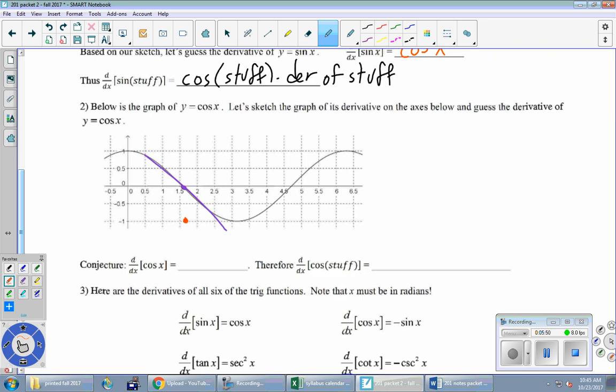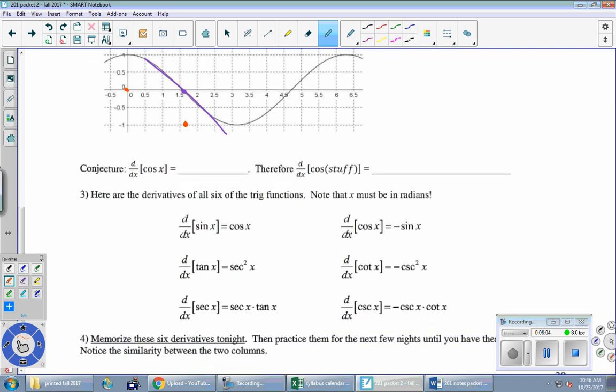Is that going to be the sine function? Like some people think, oh, if sine becomes cosine, then cosine becomes sine. If I try to draw and connect, this is not the sine function. Turns out it's just the negative of the sine function. So let's fill in here. Derivative of cosine of x is negative sine of x.